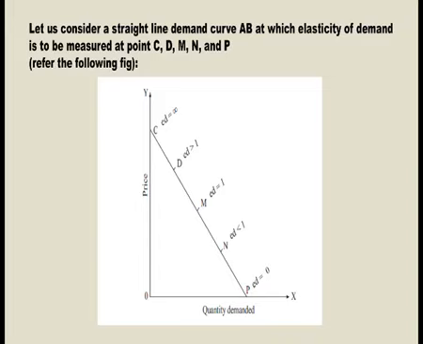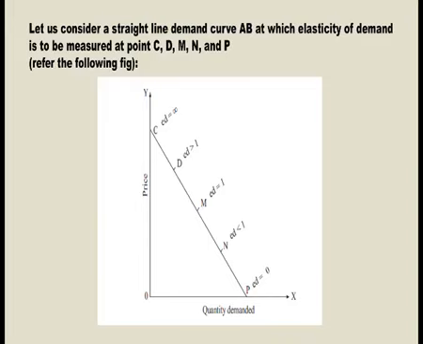Now at the point M, the elasticity of demand is equal to 1. How is it? At the point M, the lower segment of the demand curve is MP, whereas the upper segment of the demand curve is CM. So we calculate the elasticity of demand by dividing MP by CM. So we get the elasticity of demand equal to 1.